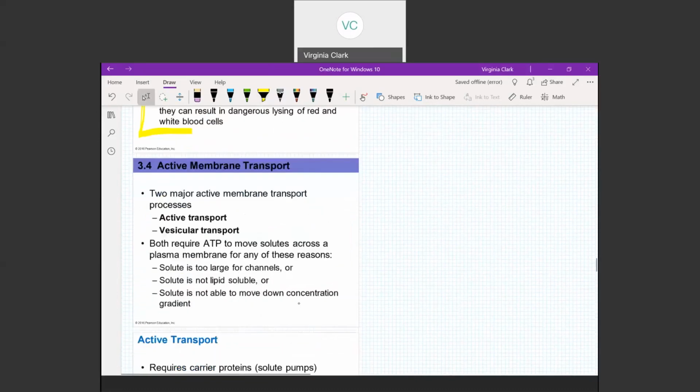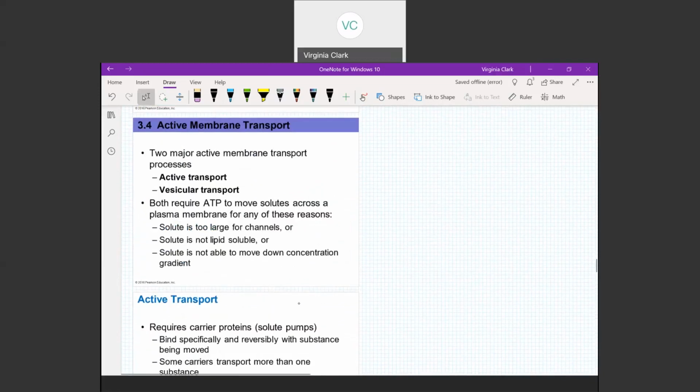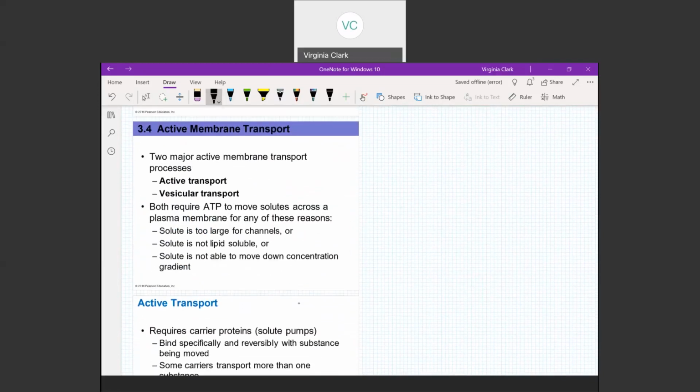Okay, 3.4. Membrane transport. This is going to be active transport. So everything we talked about previously was passive. This is going to be active transport. So active transport will require ATP. There are two types of active transport, and then there's going to be vesicular transport as well.